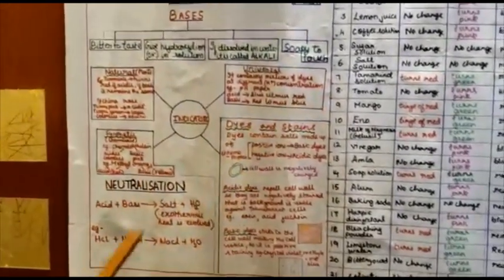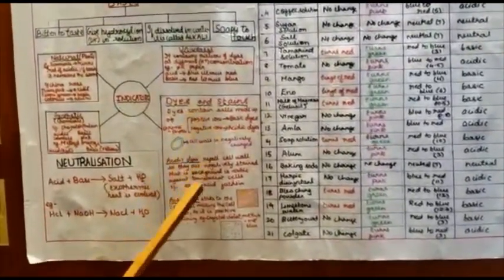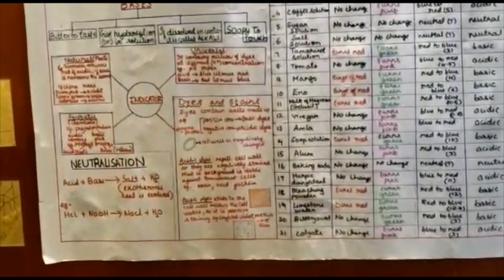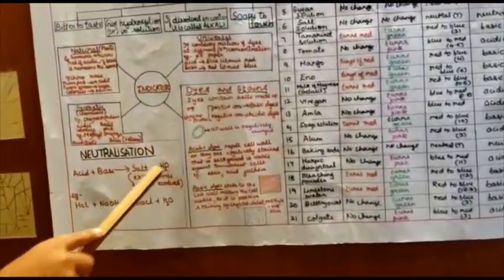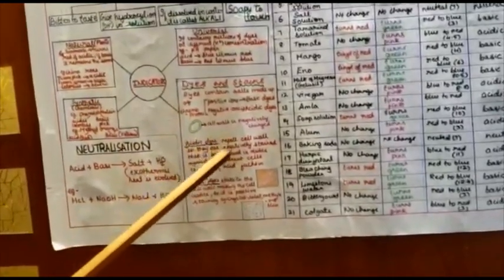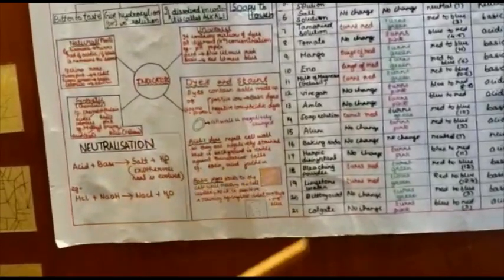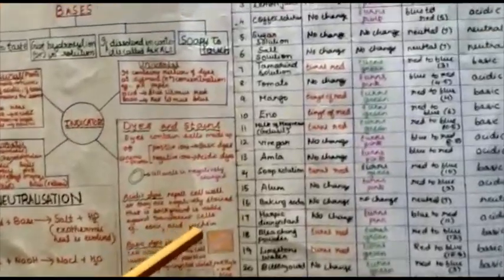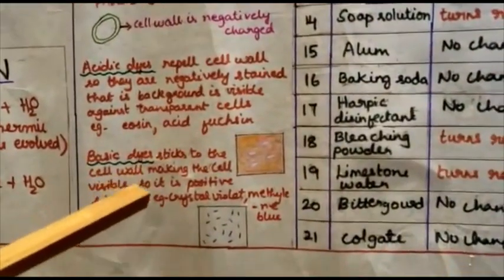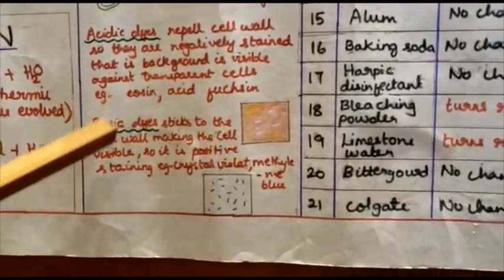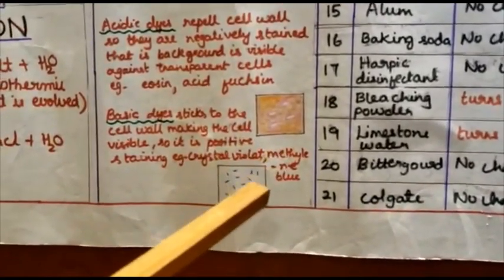Dyes and stains. Dyes contain salts made up of chromophores. Positive ions make basic dyes. Negative ions make acidic dyes. The cell wall is negatively charged. Acid dyes repel the cell wall, so they give negative staining. That is, the background is visible against transparent cells. Example, eosin. Basic dyes stick to the cell wall, making the cell visible. So it is positive staining. Example, crystal violet, methyl blue.